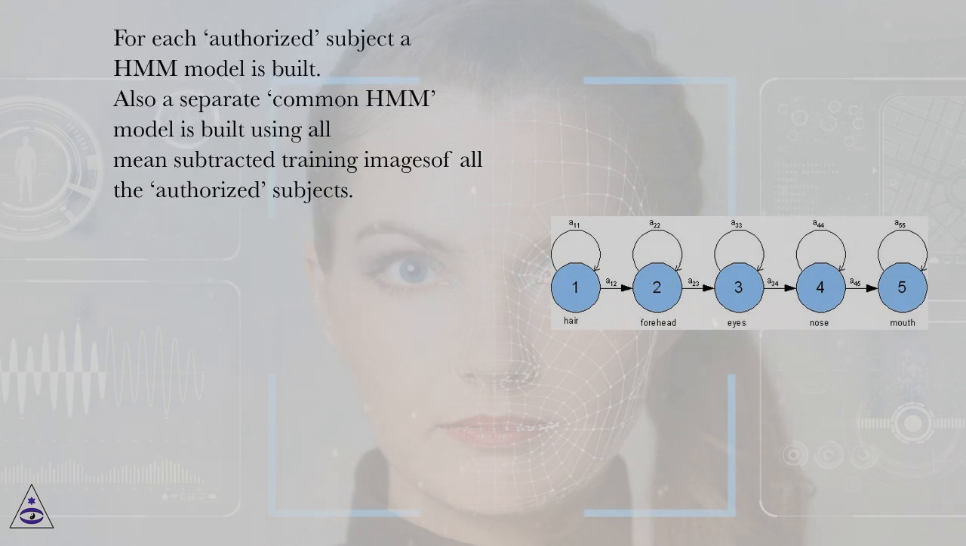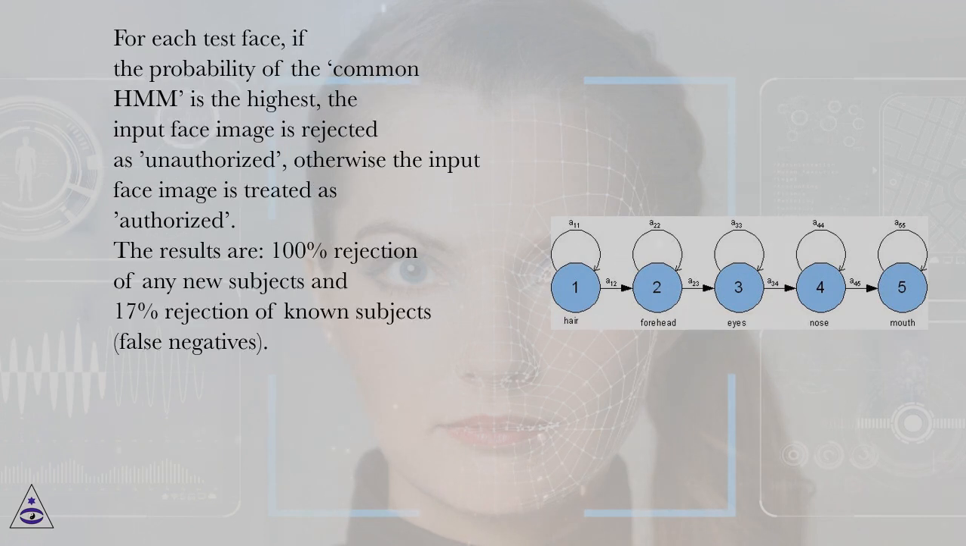For each authorized subject a HMM model is built. Also a separate common HMM model is built using all mean subtracted training images of all the authorized subjects. For each test, if the probability of the common HMM is the highest, the input face image is rejected as unauthorized, otherwise the input face image is treated as authorized. The results are 100% rejection of any new subjects and 17% rejection of known subjects, false negatives.